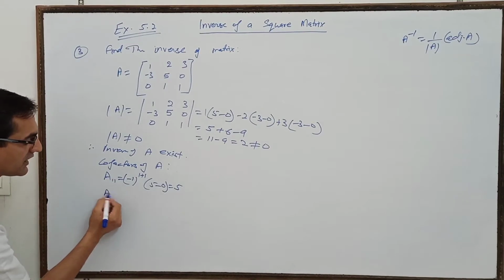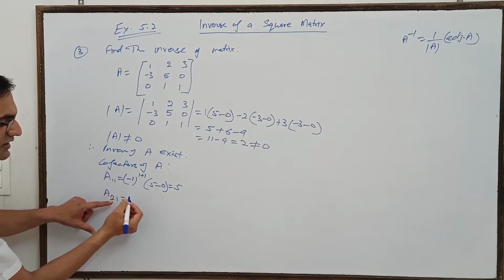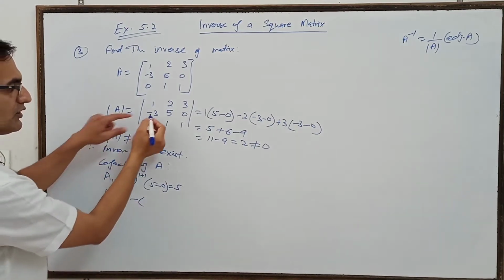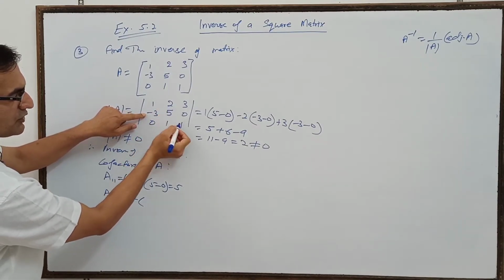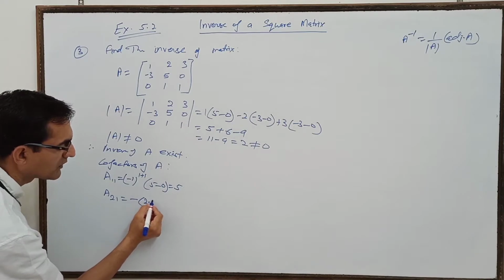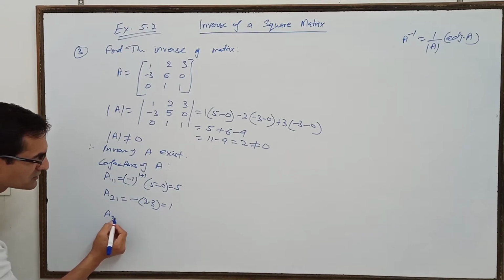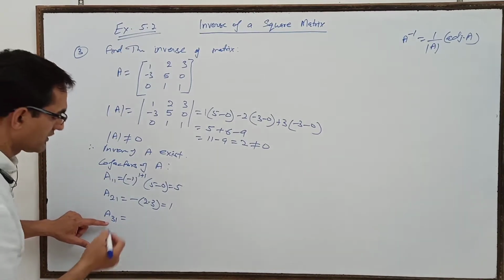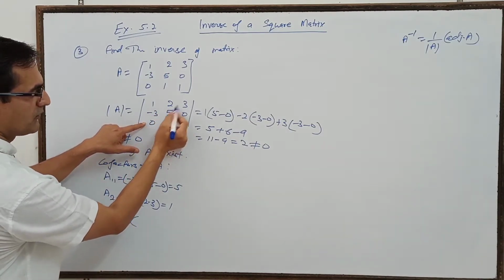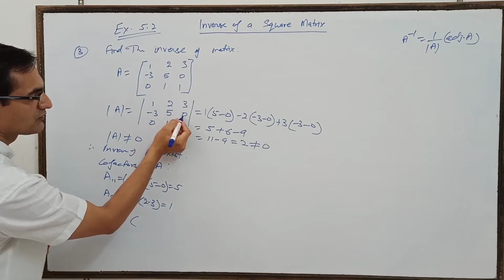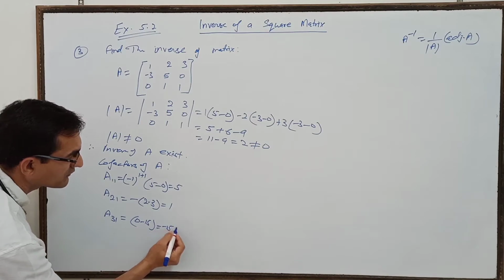Now next, A21. The sign will be negative, minus 1 to the power 2 plus 1, 3, so the sign will be negative, into the cofactor of this element, leaving this row and this column. So 2 into 1 minus 3, this is minus 1 into minus 1. Now A31, the sign will be positive, and 2 into 0 minus 5 into 3, 0 minus 15, that is equal to minus 15.